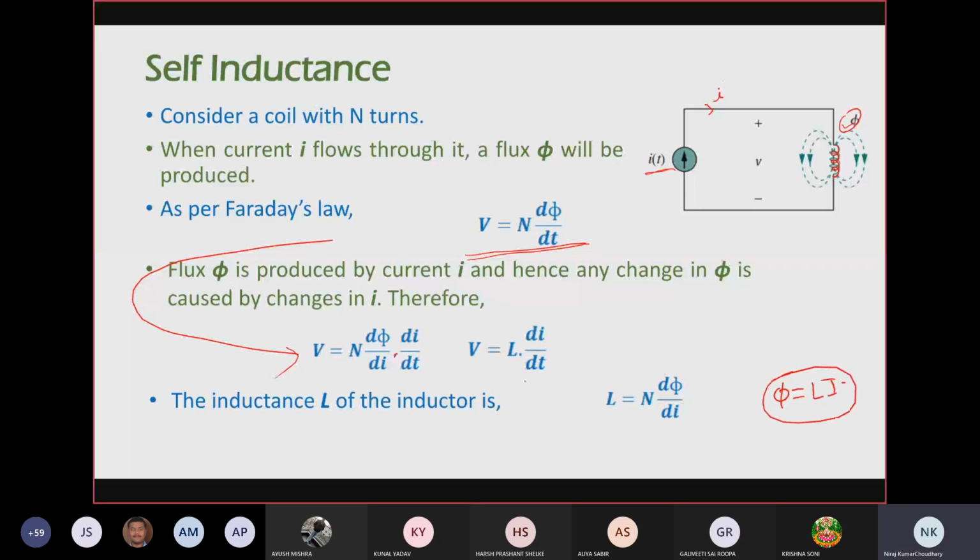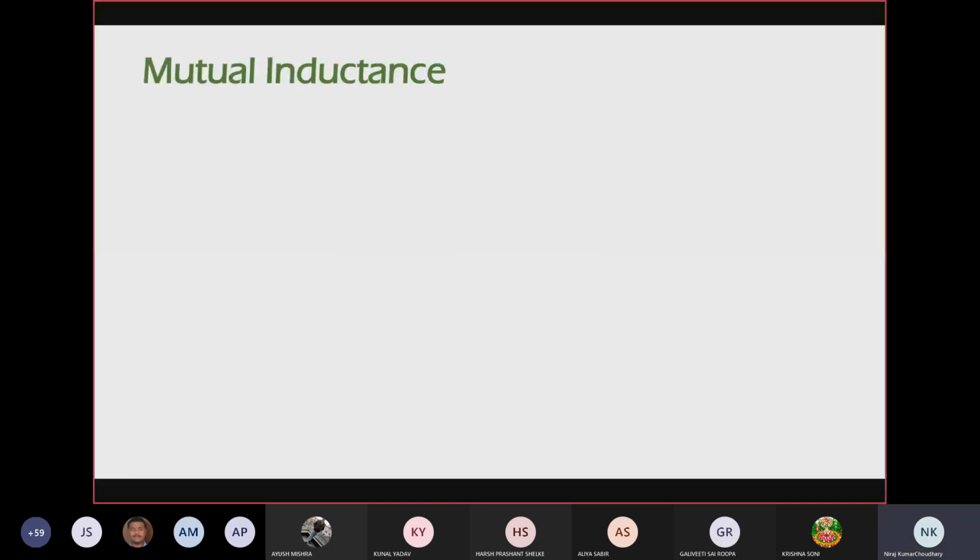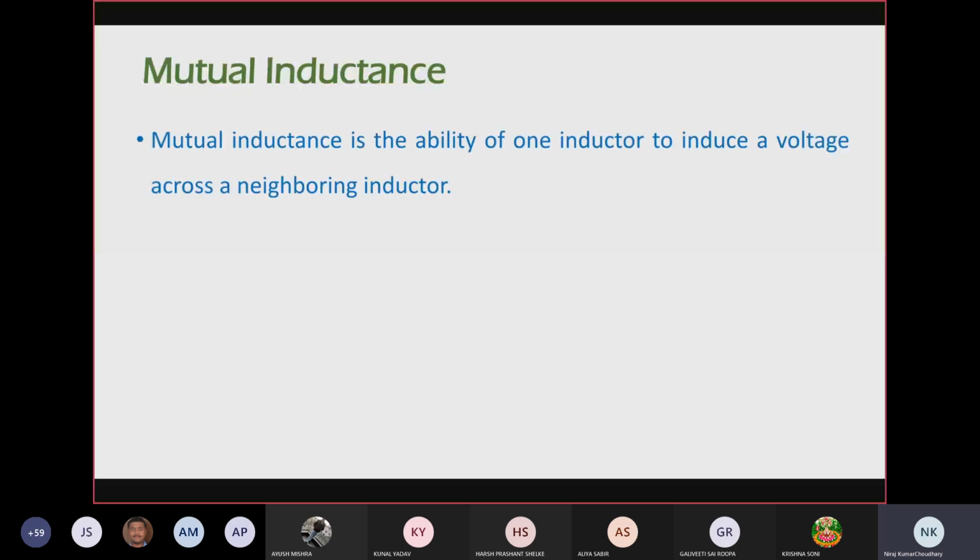So this inductance is basically known as the self inductance of the coil, right? क्योंकि इसमें जो EMF generate हुआ है, this is due to the current flowing through this coil only, right? Now we will talk about mutual inductance. Mutual inductance is basically the ability of one conductor to induce a voltage across a neighboring conductor or inductor, right? It is again measured in Henry, right?